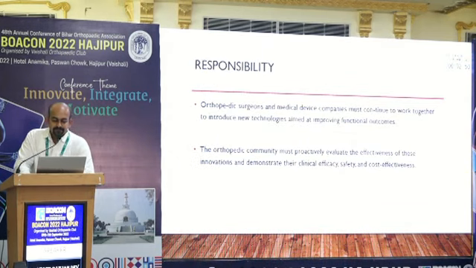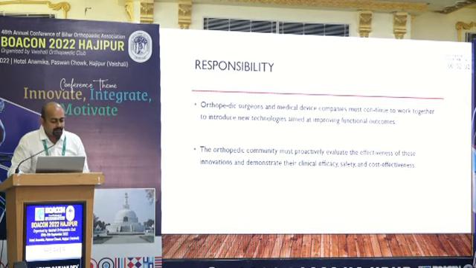With advances comes responsibility to the orthopedic fraternity. Orthopedic surgeons and medical device companies must continue to work together to introduce new technologies aimed at improving functional outcomes. The orthopedic community must proactively evaluate the effectiveness of these innovations and demonstrate their clinical efficacy, safety, and cost effectiveness.